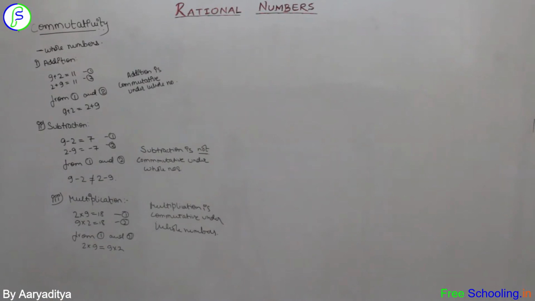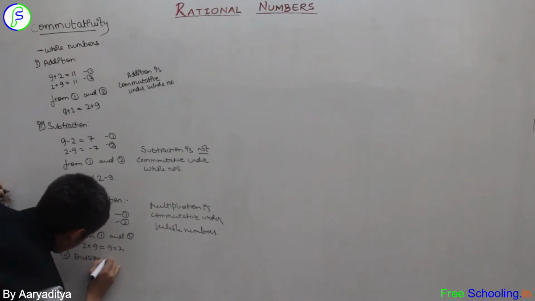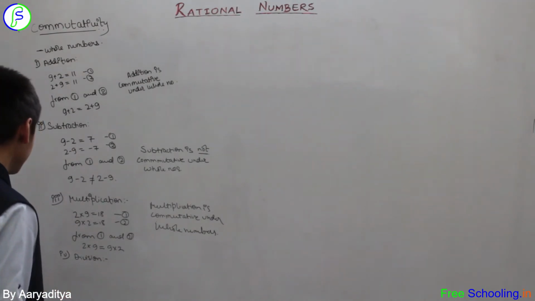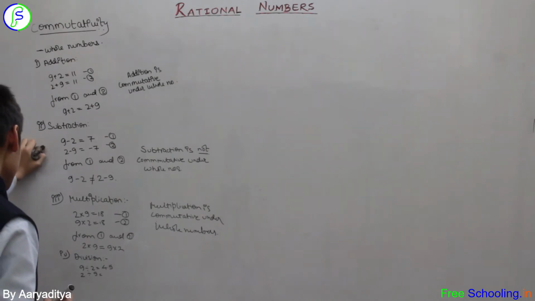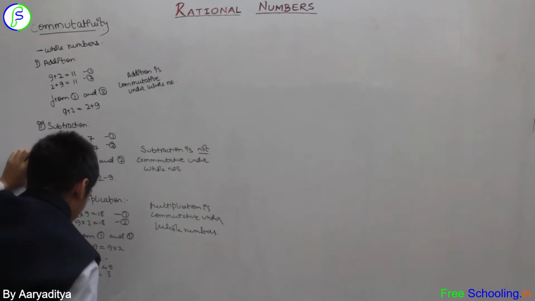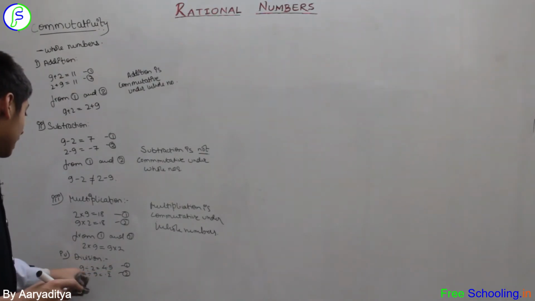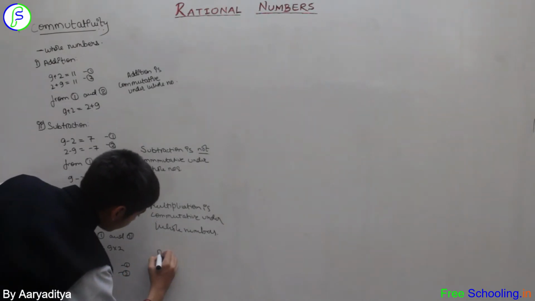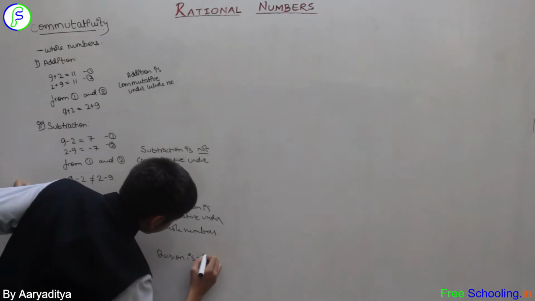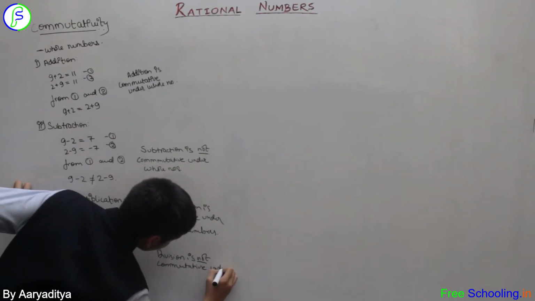Okay, and now let us see for division. Let me take again 9 divided by 2, which is equal to 4.5. Also 2 divided by 9 is equal to, let me calculate this one, around 0.2 bar. So again from 1 and 2 we can see that 9 divided by 2 is not equal to 2 divided by 9, because 9 divided by 2 is equal to 4.5, but 2 divided by 9 is equal to 0.2 bar. So it is not commutative. So we will be writing division is not commutative under whole numbers.